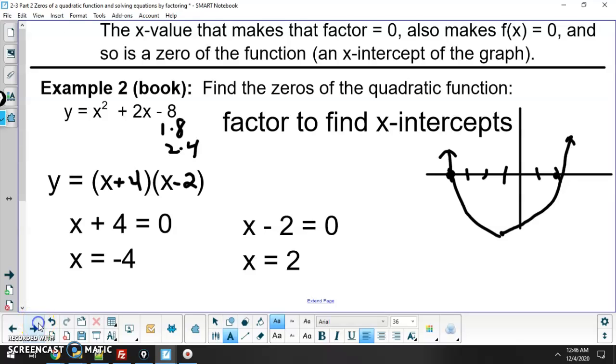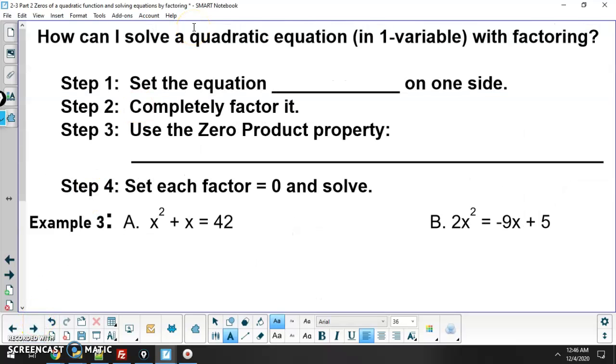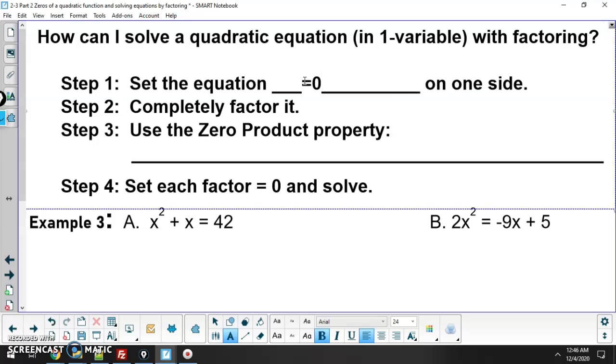All right, so here's another little thing in this lesson, and that's solving quadratic equations, not graphing necessarily now, but solving them by factoring. To solve a quadratic equation by factoring, the first thing you want to do is set the equation equal to 0 on one side. So move all your terms to one side, set it equal to 0, then completely factor it.